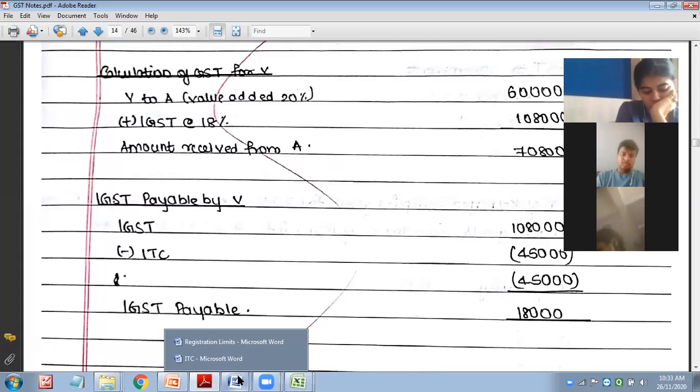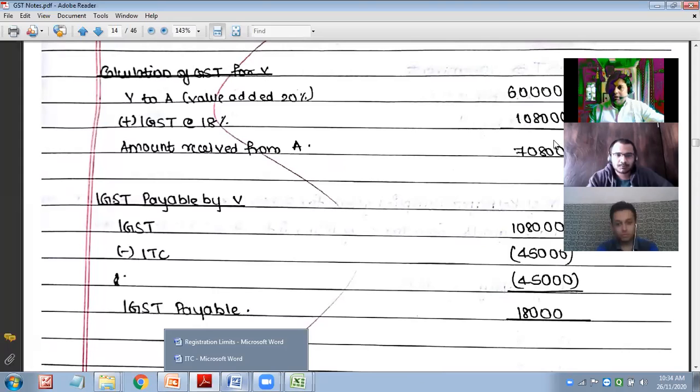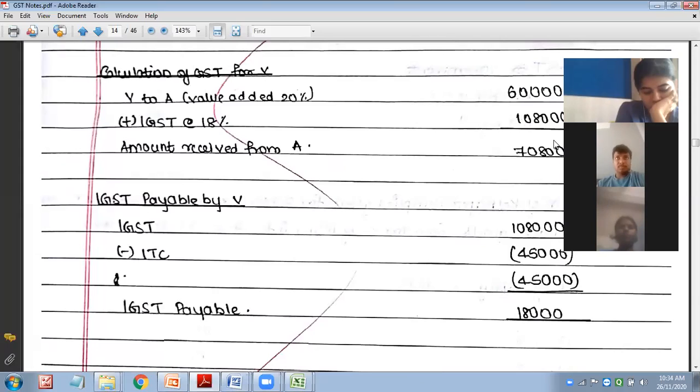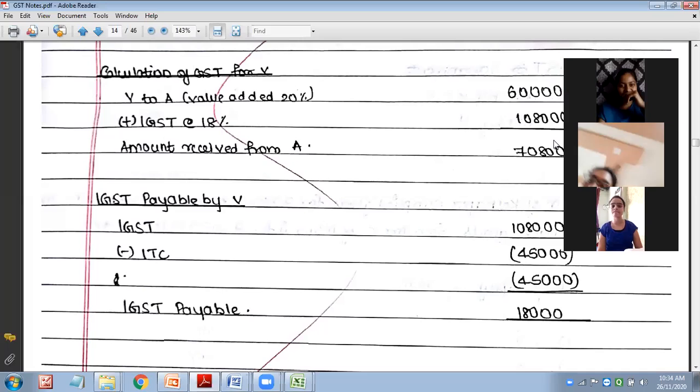Cash is very limited provision. Maximum 10,000 only you can pay. Remaining you have to pay NEFT, credit card, debit card, all online. So GST, as you know, everything through online. Not even payment also. Payment also through online mode. All to be reflected in your bank account.